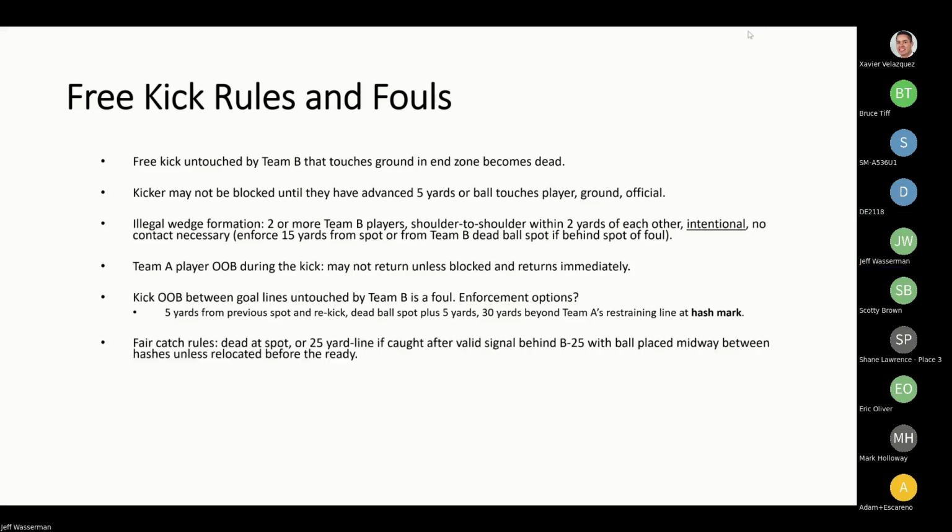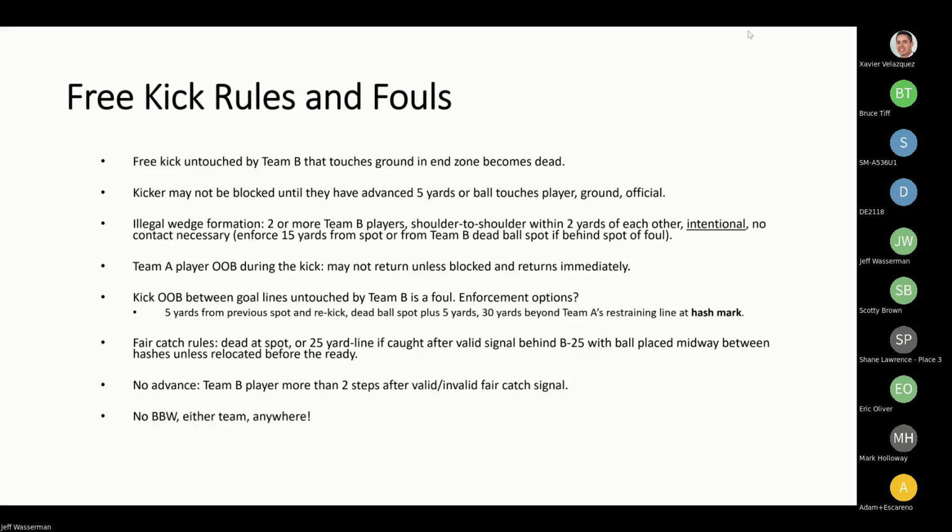Fair catch rules apply. It's going to be dead at the spot, or again within the 25-yard line if caught after a valid signal. If it's an invalid signal, it's going to be dead at the spot. It's going to be spotted at that hash. No advance by a Team B player more than 2 steps after a valid or invalid fair catch signal. If they take more than 2 steps, it would be a dead ball foul. Bruce showed a video where a player did a fair catch that was invalid in the end zone, but then he took off. We should have had a flag on that for a dead ball foul.